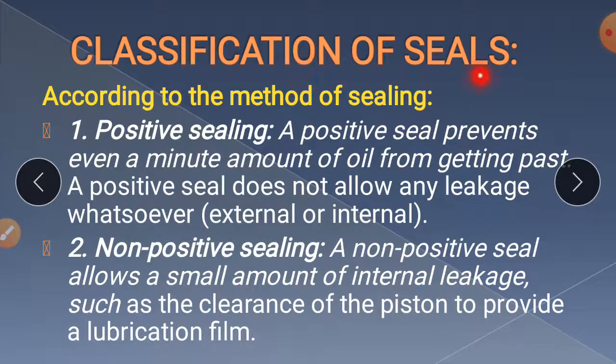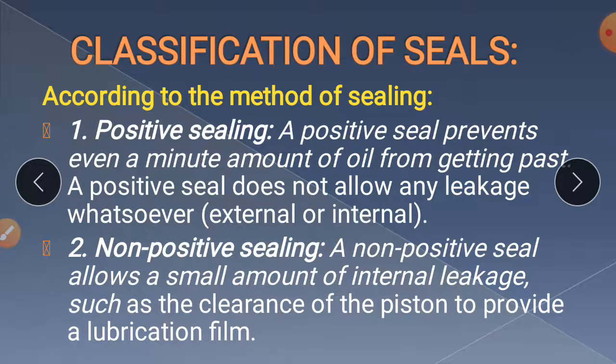The classifications of seals: there are many classifications you can make with respect to different categories. First, according to the method of sealing, that is positive sealing and negative sealing. What is positive sealing? The positive seal prevents even a minute amount of oil from getting past. A positive seal does not allow any leakage whatsoever. So if you are using positive seals, not even a small amount of oil can leak out. Those types of seals are called positive seals.